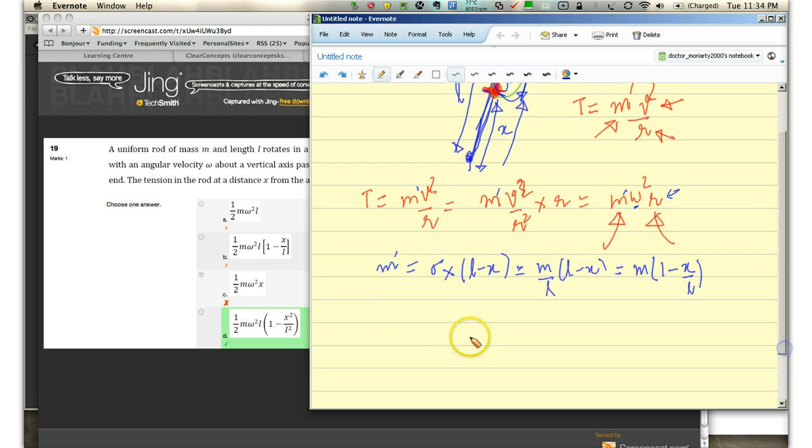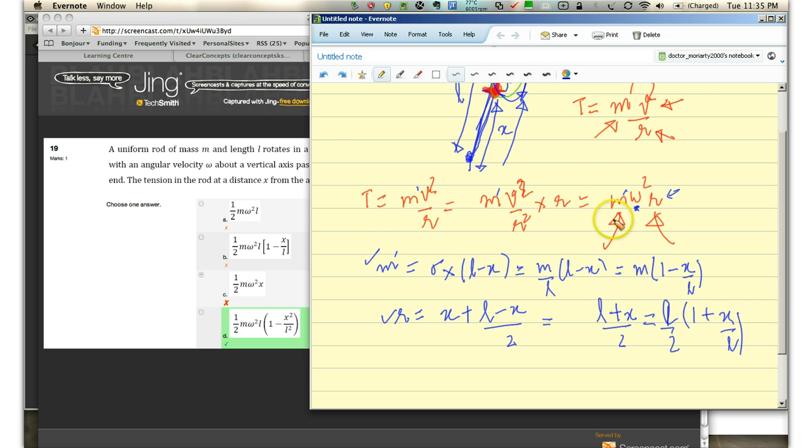So R itself in this case is equal to x plus L minus x by 2, which is equal to L plus x by 2, or L by 2 into 1 plus x by L. You've computed m prime, you've got R, and omega is omega.